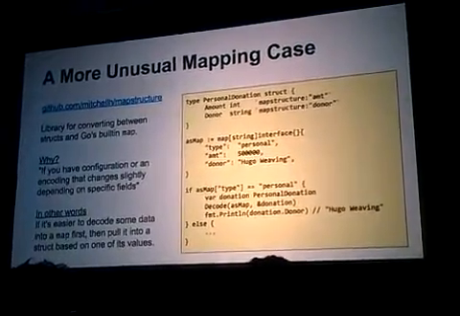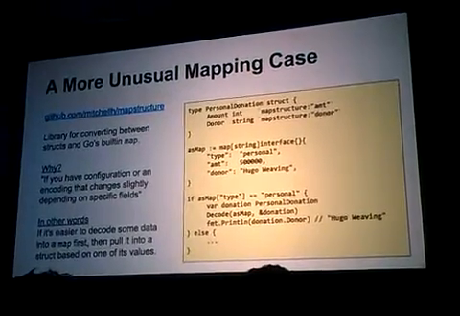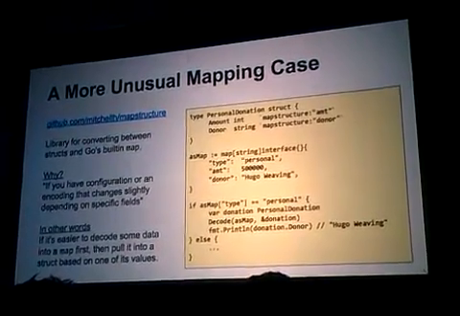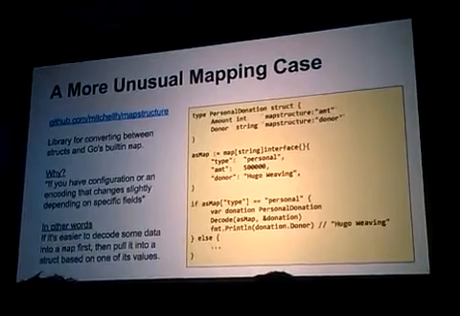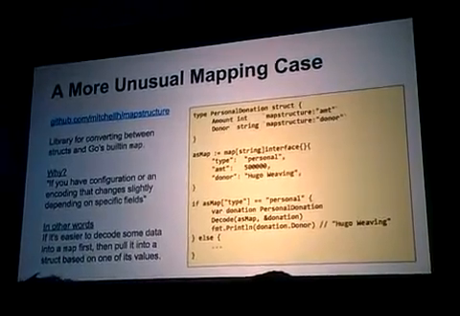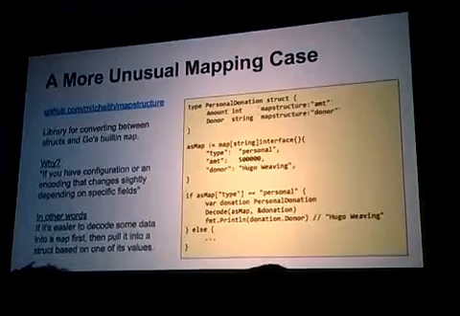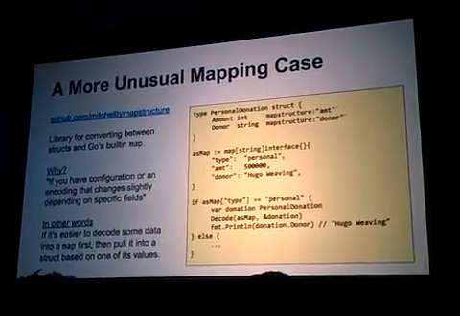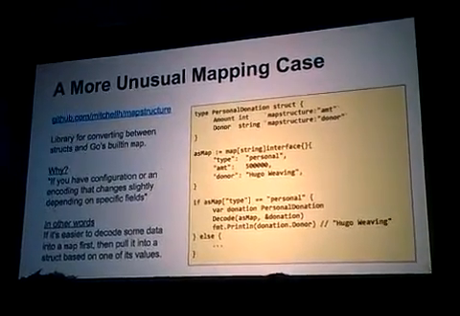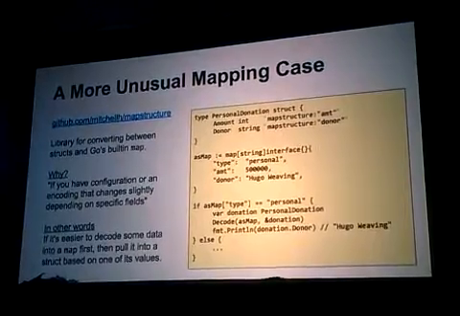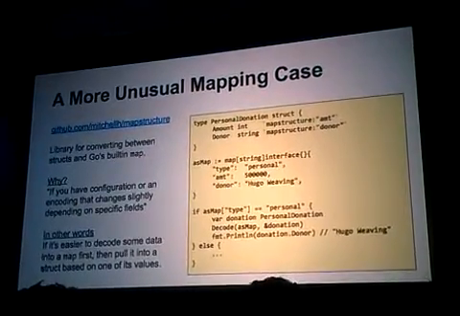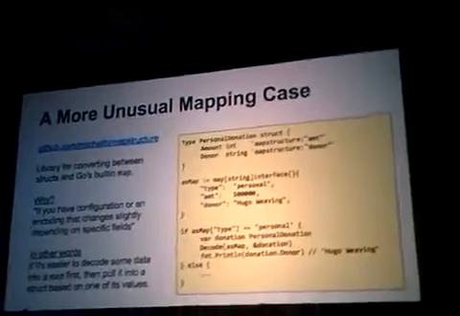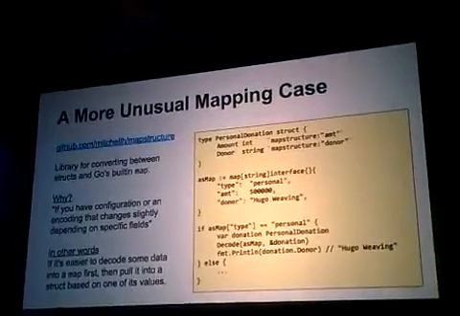Right here we have the mapstructure library written by Mitchell H. It's a library for converting between structs and Go maps. And there are different reasons that you'd want to do this. The one given on the GitHub page is if you have a configuration or an encoding that changes slightly depending on specific fields. So in this example, we're reading in this string interface map. You could say this is what the JSON library might produce if you don't give it a type to marshal into.